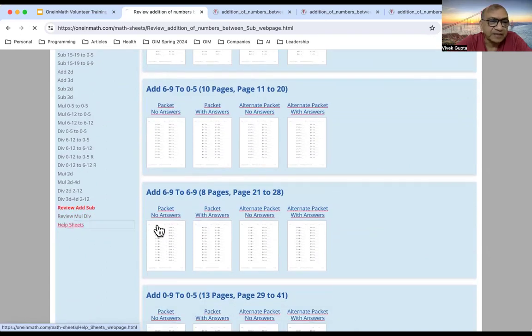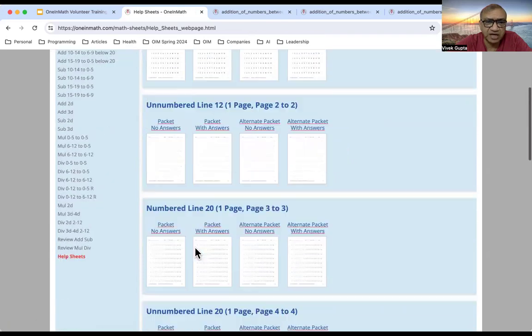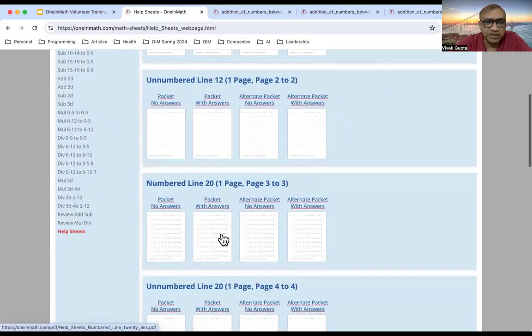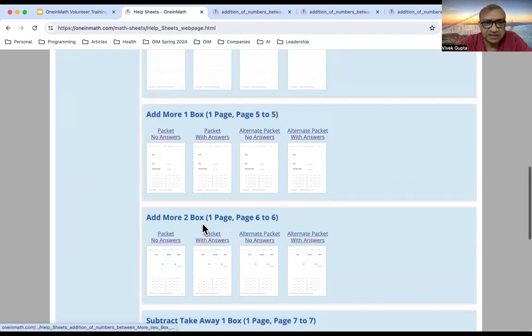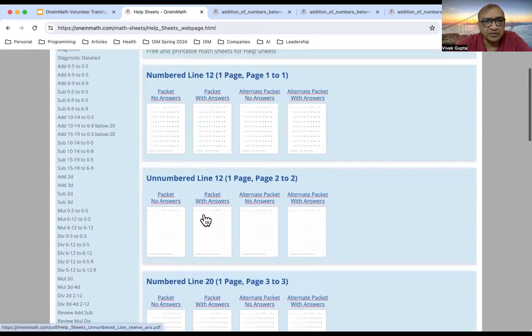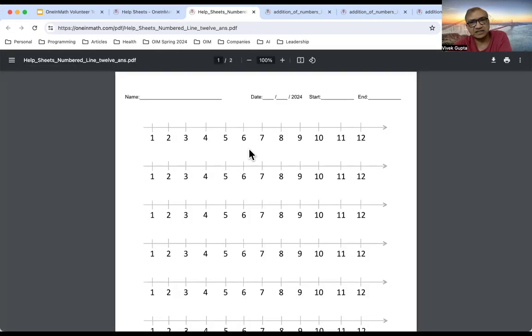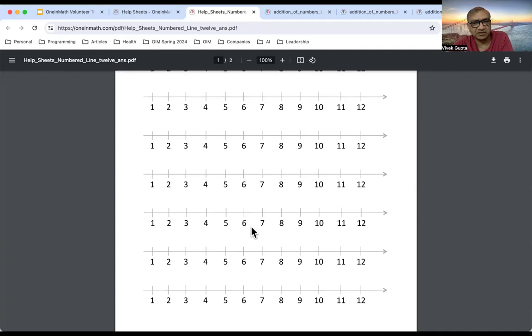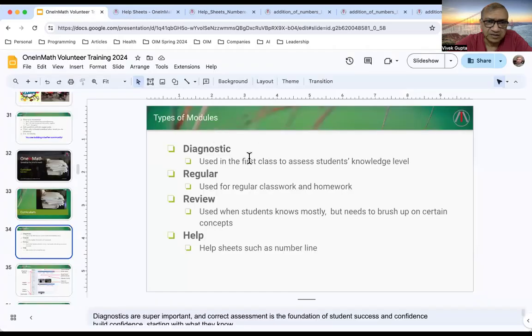And then the help sheets are mostly sheets like number lines, unnumbered lines, number line up to 20, up to 12, and things like add more in a box, etc. So you can print these sheets and use them whichever way you like. We have mostly seen usage of these number lines and add 1 plus 1 more, so basically you can teach a concept, how to go through the number line. All right, so that's mostly about all these 4 kinds of packets.